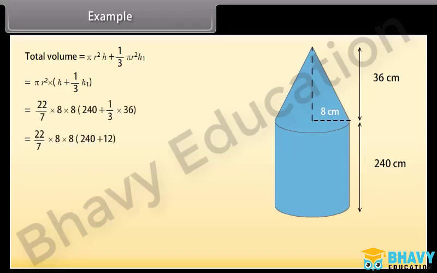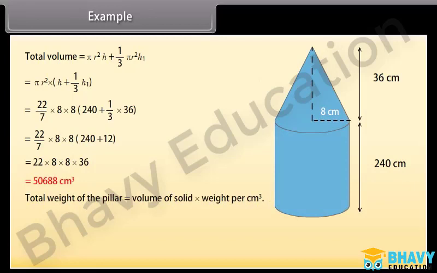Solving this, we get total volume is equal to 50688 centimeter cube. Now the total weight of the pillar is equal to the volume of the solid into weight per cubic centimeter. This is equal to 197683.2 grams or 197.6832 kilograms.